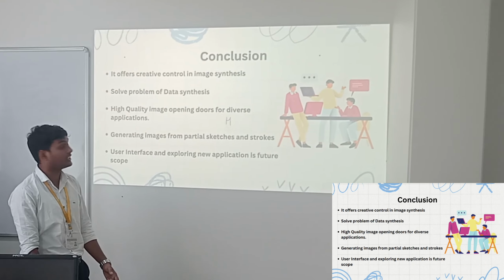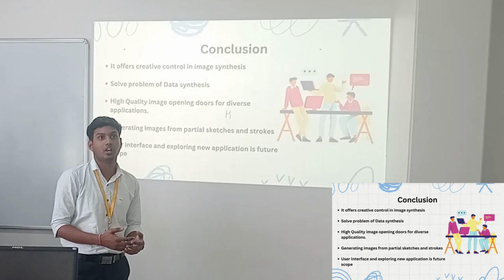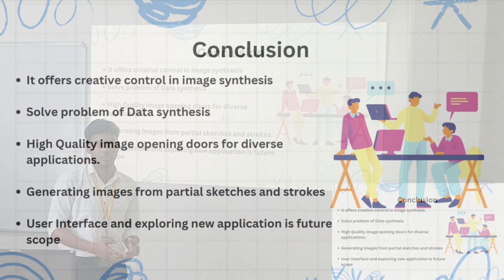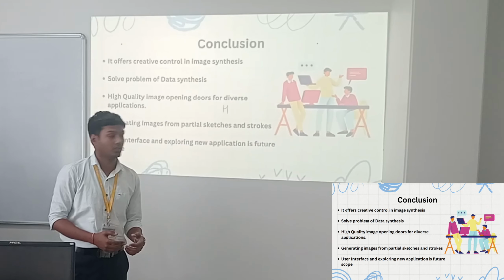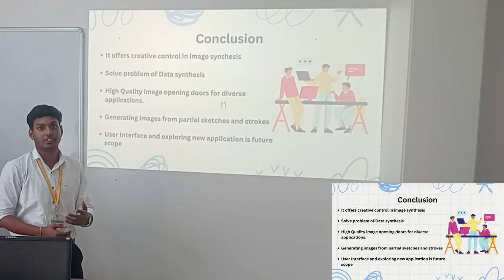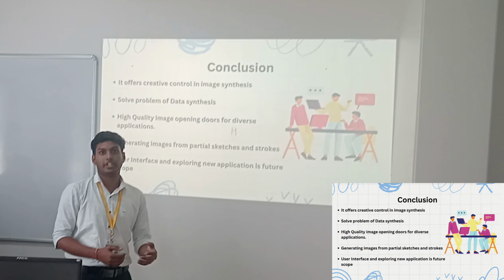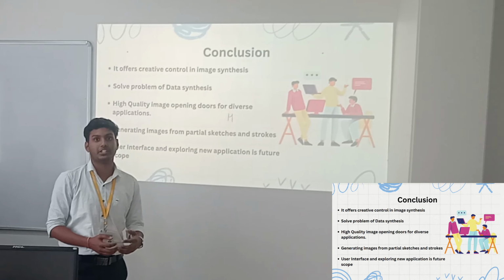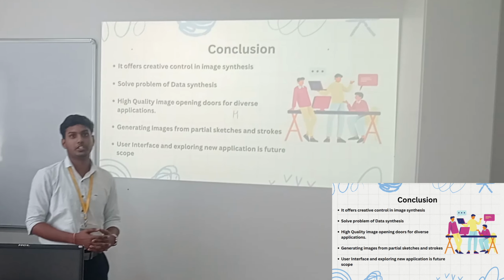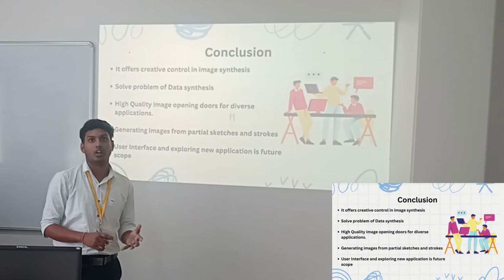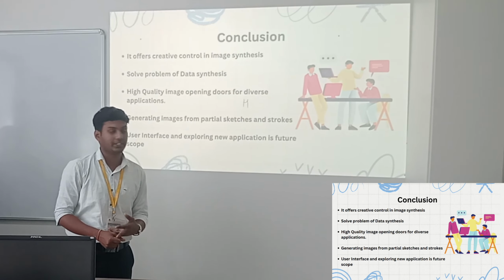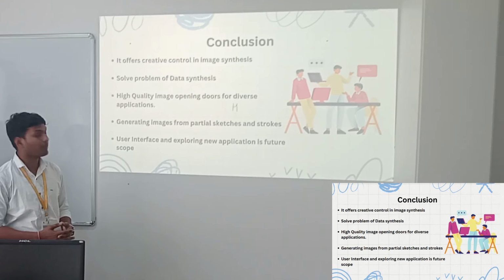In conclusion, first it provides creative control, meaning the user can decide how the output will look based on the sketch and stroke input provided, and it also allows customization of the input. Second is data synthesis. By enabling the generation of images from sketch and stroke, it addresses the problem of data synthesis, which is very important for generating large datasets. Third is high quality images. This model generates high quality images which can be used for various applications like merchandise design, animation, and pet and food supply marketing, etc.